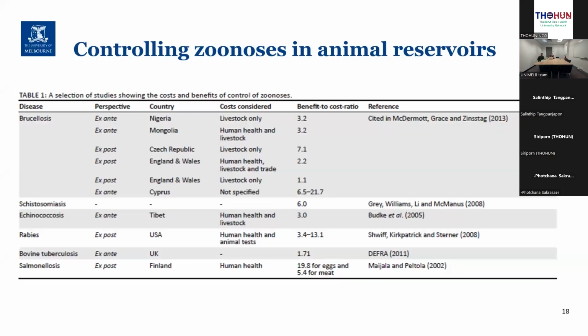So these are some of the studies that she had looked at for different diseases that were controlled in animal reservoirs. And you can see benefit cost ratios 3.2 for brucellosis. If we look, even in some of these, you can see here in these costs considered, some of them aren't truly One Health studies, because it's in livestock only, or it's not always including costs outside of a single sector. But even here, this example of brucellosis in the Czech Republic, it was a 7.1 benefit to cost ratio, only considering the costs and benefits within livestock, excluding completely the benefits to human health.